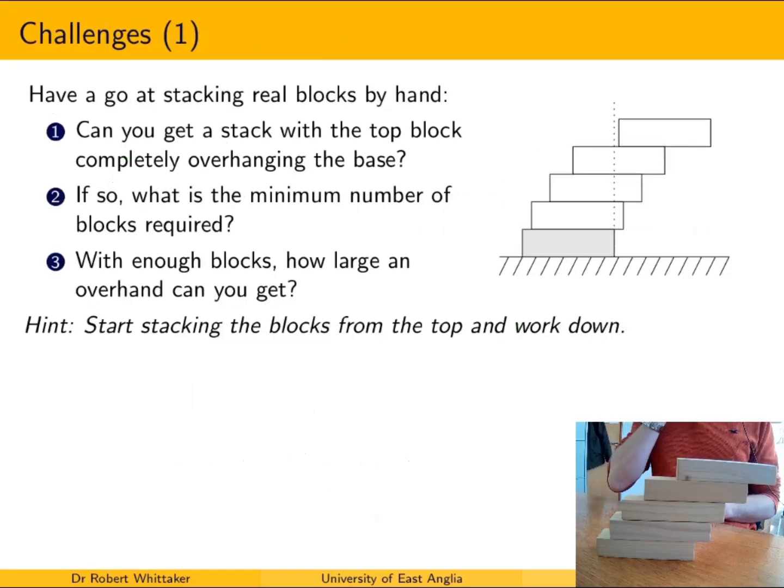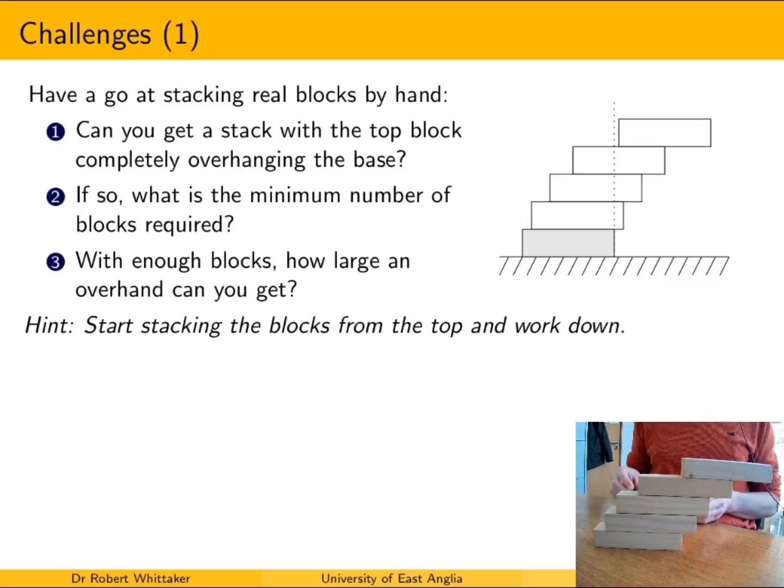So hopefully you've got some blocks that you can play with, and I'd like you to, if you can, have a go at answering some of these questions. So try stacking the blocks up by hand, have a play, get a feel for how far you can move them and still keep it balanced.